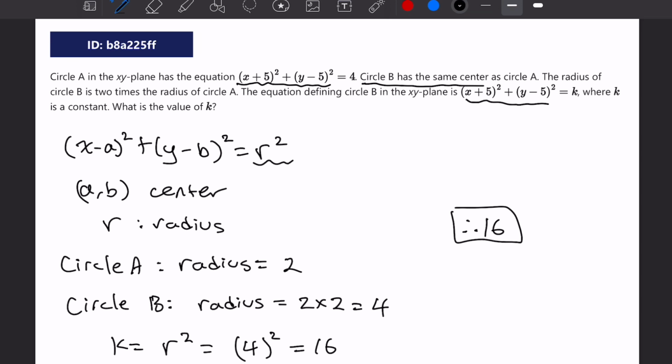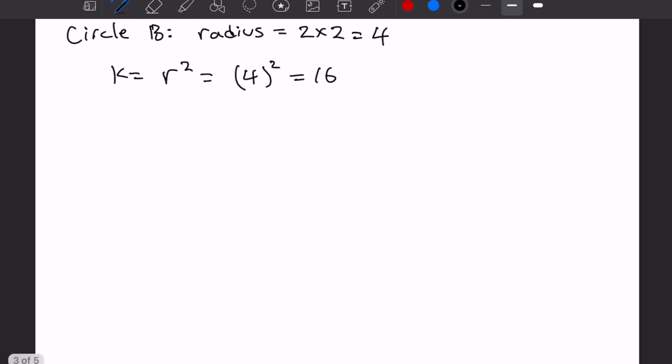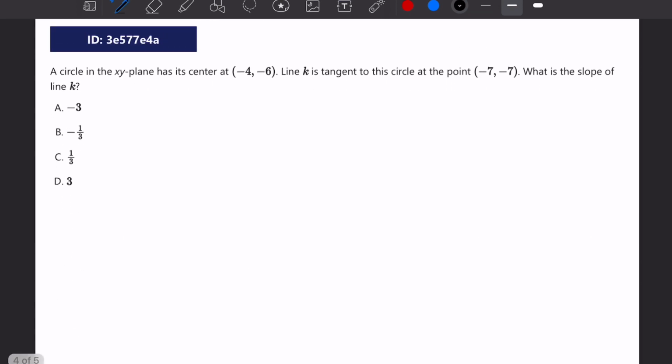Here we didn't have to worry about the center points. It was just completely about the radius and how it is related to 4 and k. So let's move on to the next question.